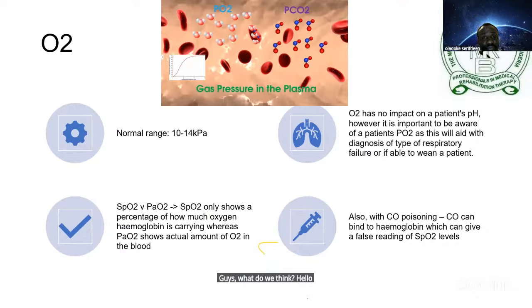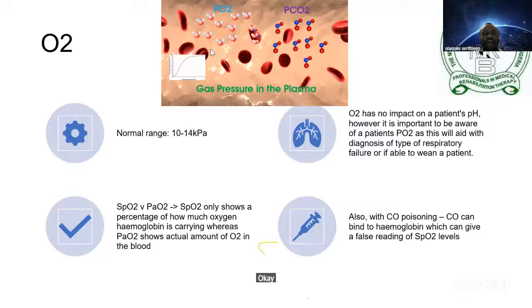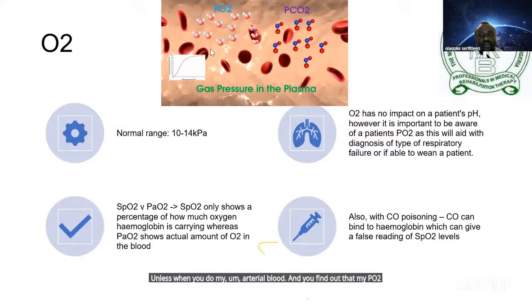Hello? Could you please say that again? Okay, thank you. What I'm saying is, right now, I am on room air, I'm not on oxygen. And let's say when you do my arterial blood, you find out that my PO2 is 12. Don't forget the normal is 10 to 14. And mine now, I'm not on oxygen, mine is 12.